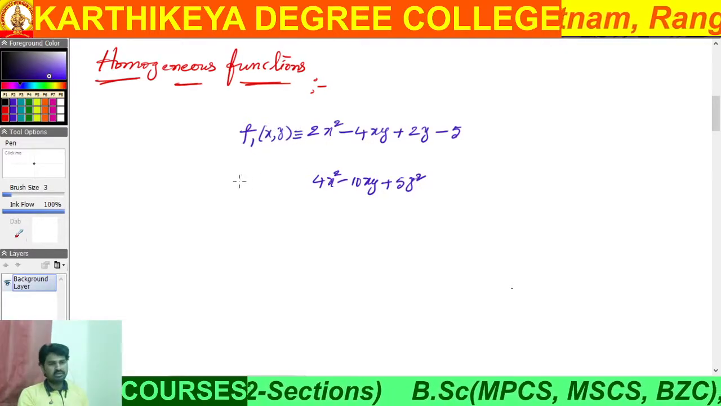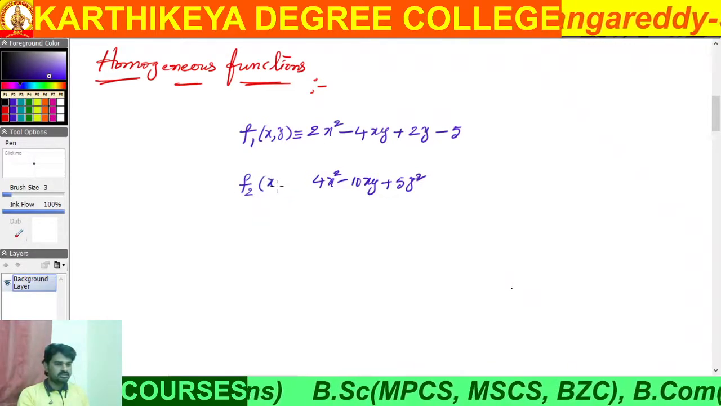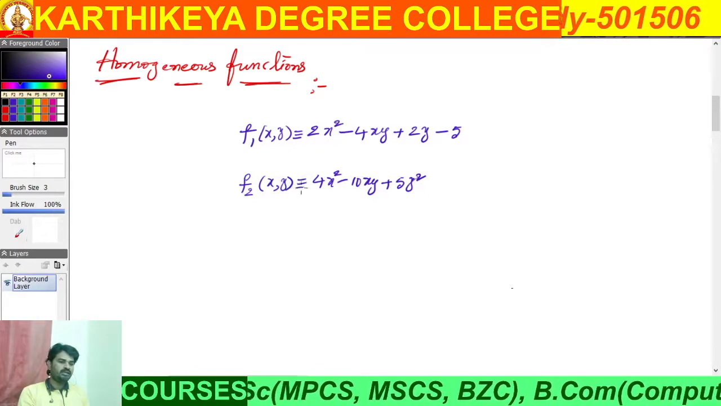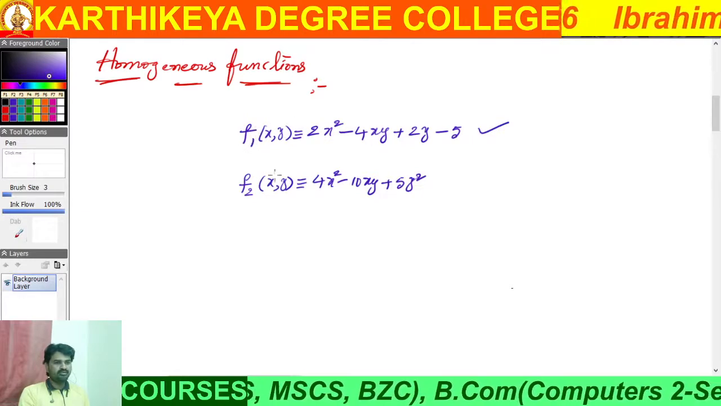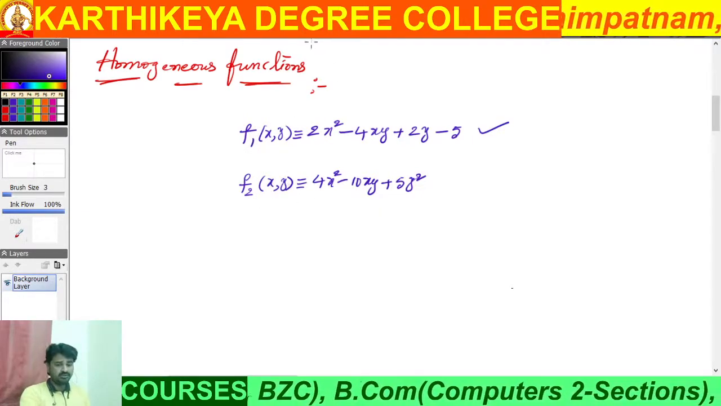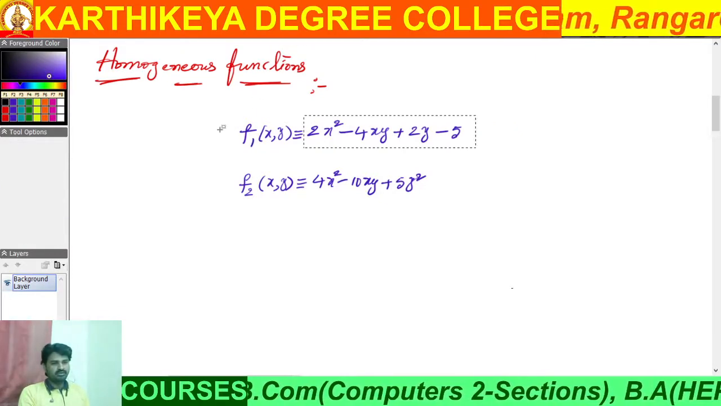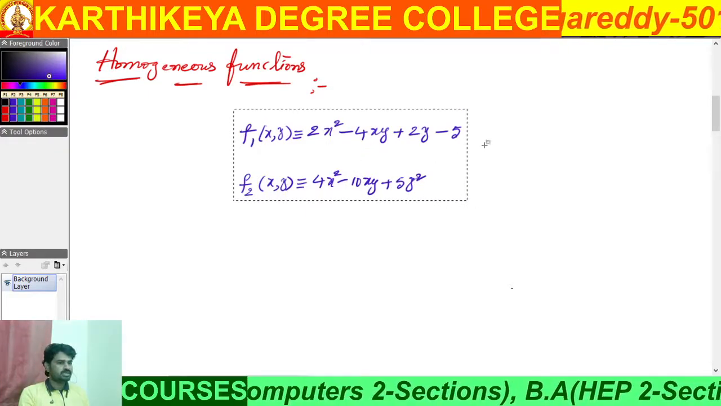This can be considered. Next one, this is the function 2. In this one also it contains the two variables x and y. That's why I have taken this as the first function f1, and this as the second function f2. Both of the functions contain two variables here. How many variables are there? Two variables, x and y.